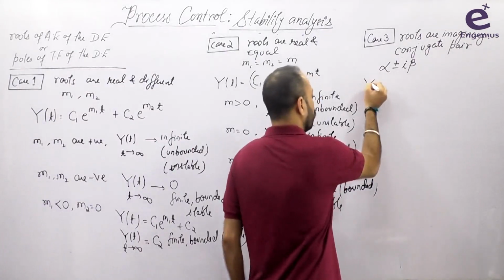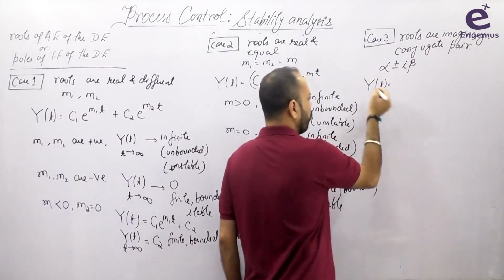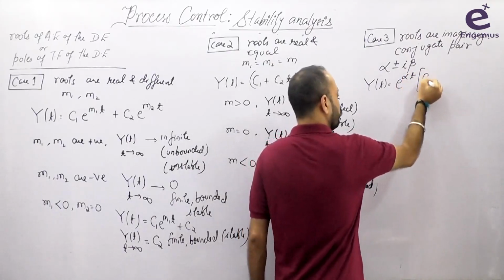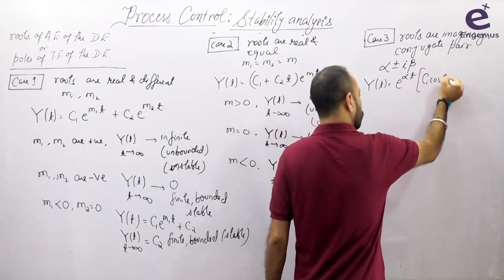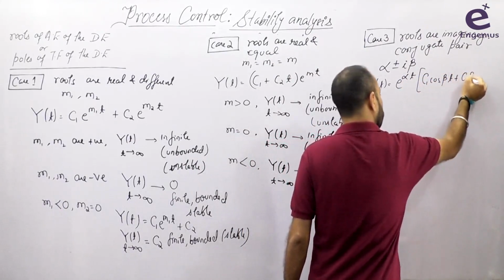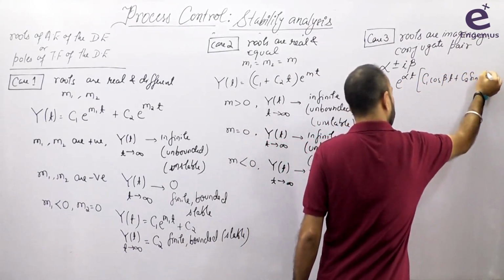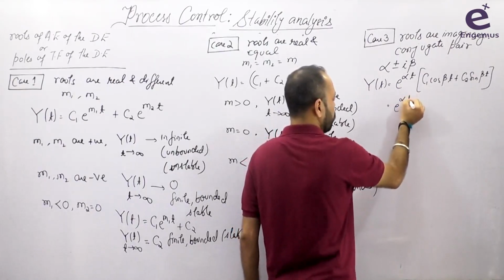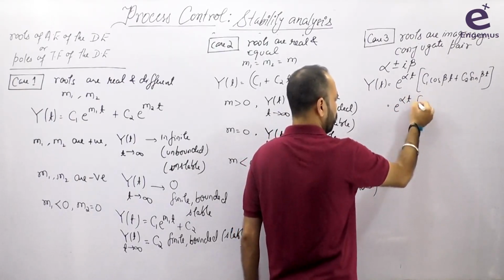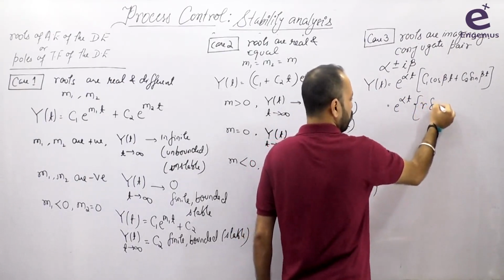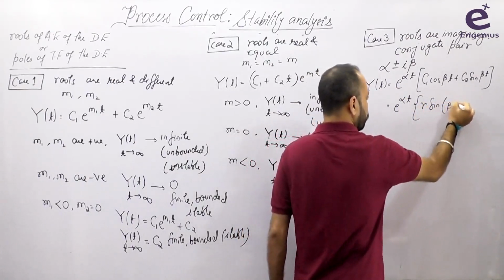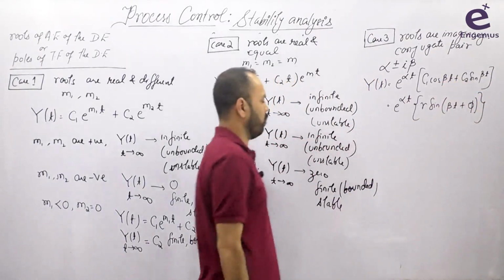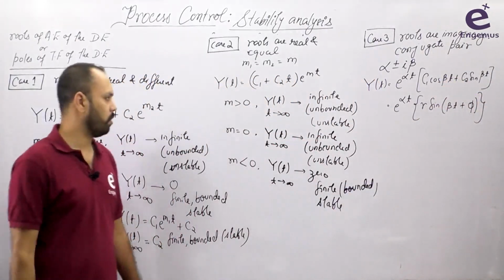The solution was y(t) is equal to e raised to the power alpha t (c1 cos beta t plus c2 sin beta t). You also know that this can always be written as e raised to the power alpha t multiplied by some r sin(beta t plus phi). You know that this kind of expression can be written like this by using some trigonometric identities.